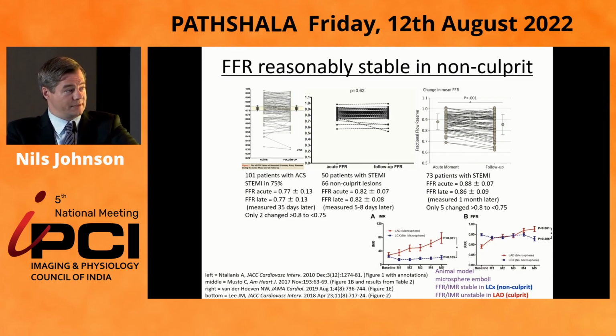And of course, there's always some test-retest variation. You can see that the numbers bounce up and down a little bit, but on average, across these studies, there are very small changes if they do happen, and only a tiny number of patients have any significant differences between them. The work in the lower right-hand part is some very nice animal work that Dr. Lee, who's one of the faculty members here, did, where he measured both FFR and IMR in the culprit and non-culprit vessel as they did microembolization, showing that, again, FFR in the non-culprit lesion is quite stable.